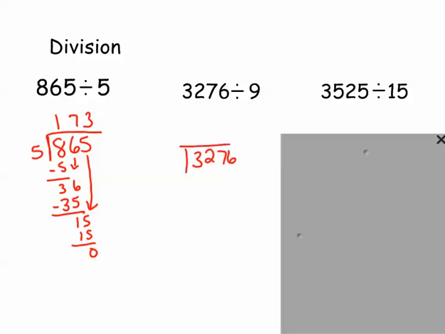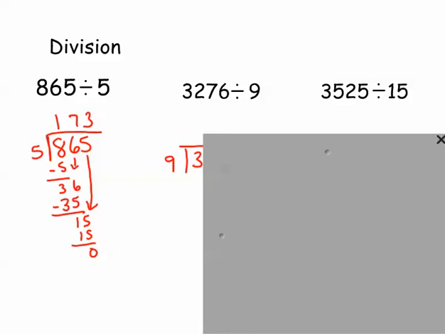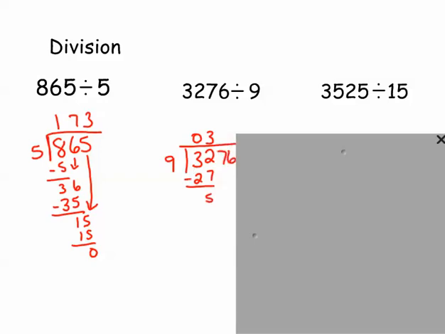3,276 divided by 9. 9 goes into 3 no times. So either you need to put a 0 on top of that 9 or on top of that 3, or just remember, again, your placement is very important, especially when we get into decimals. So 9 goes into 32 3 times. That's 27. 5 left over. Every time I subtract, I'm going to bring down the next number.